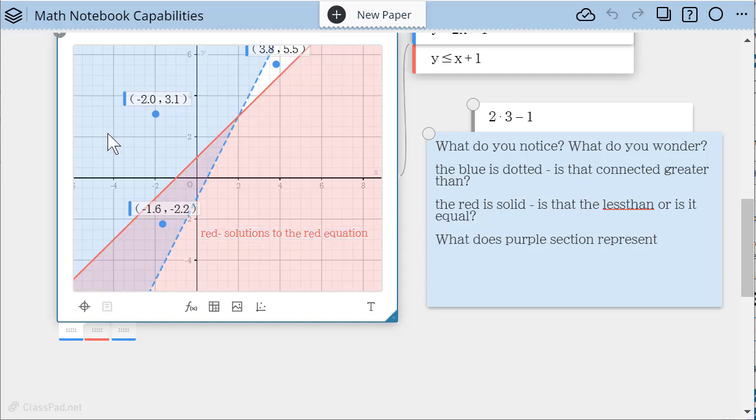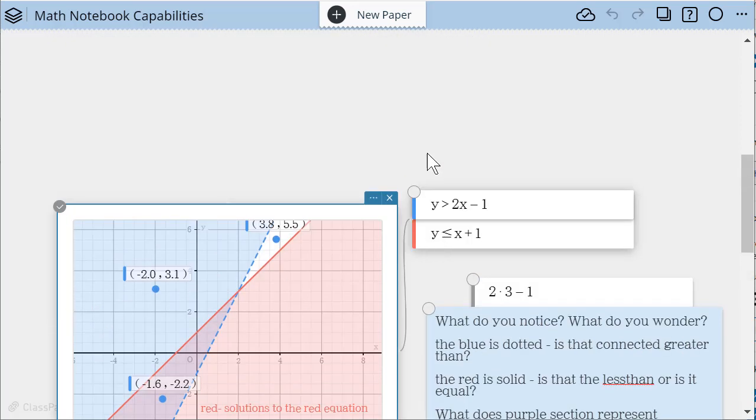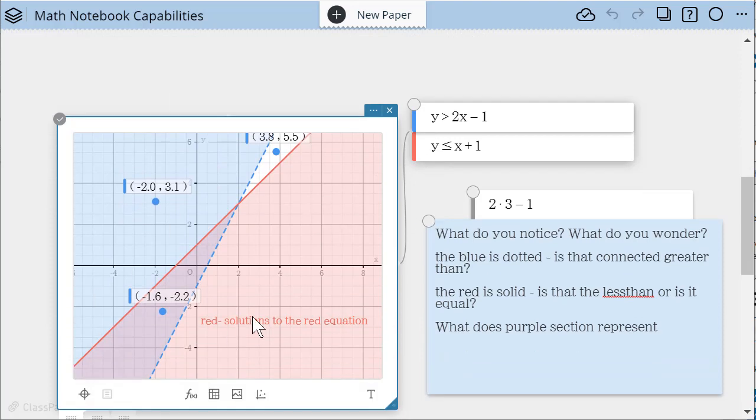And blue is solutions to the blue equation. I could put purple is this. I could talk about the dotted line and the red line. I could add those notes right to my image. So as a teacher, I could actually see what students are thinking, either if they're writing it in a text sticky or they're putting it right on their images.